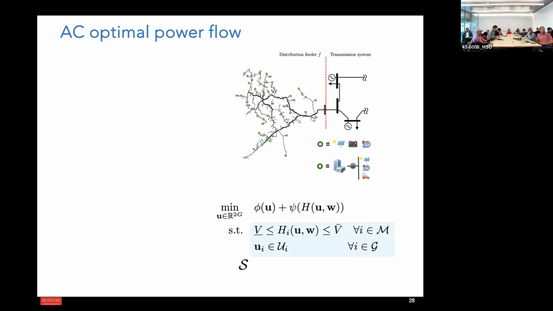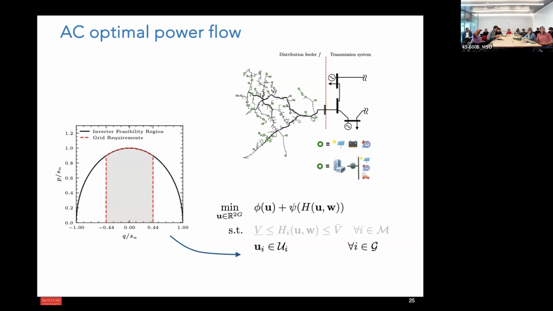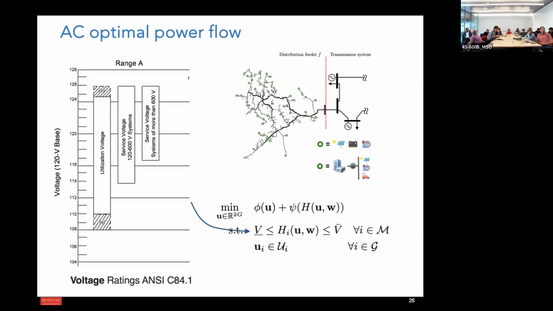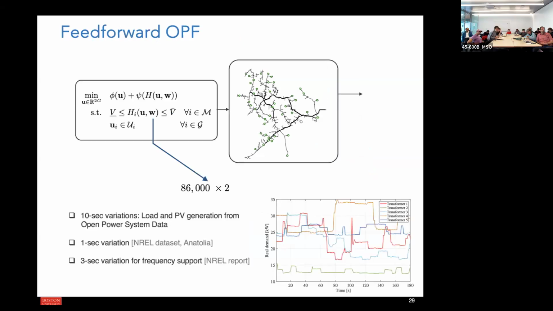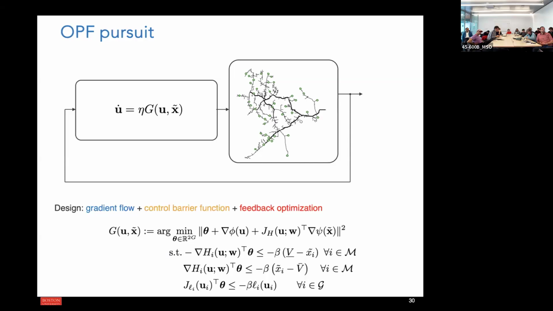But anyways, this one becomes my safe set, right? So I want the voltages to be within limits and all the powers inside the operating region of the inverters. Let me skip this part here. I'm just going to create this closed-loop system, where my G here is given by the gradient of the cost of the OPF. And the constraints on the voltages and on the powers are dealt with by taking again this CBF-type approach. Okay? That makes sense?